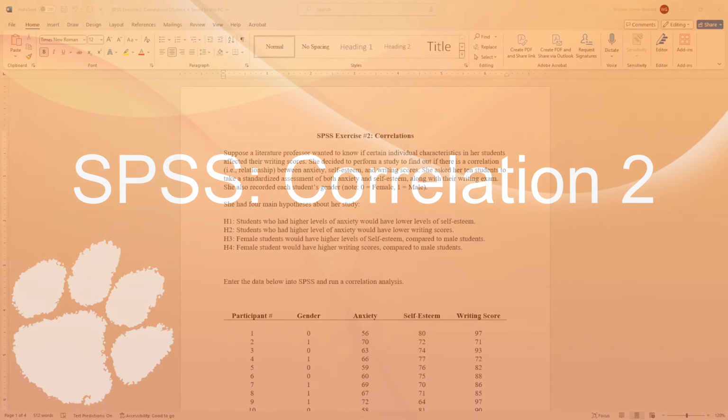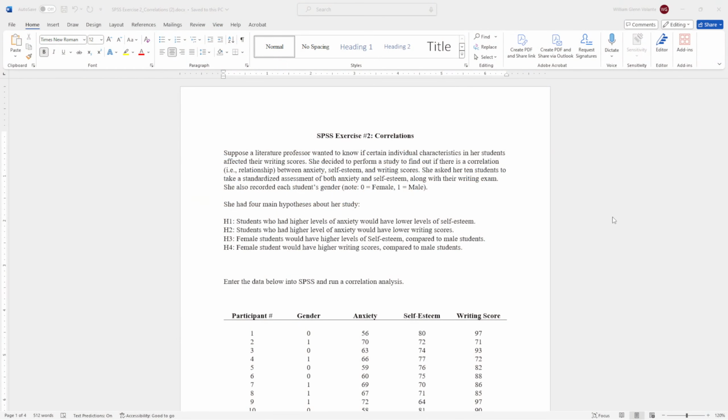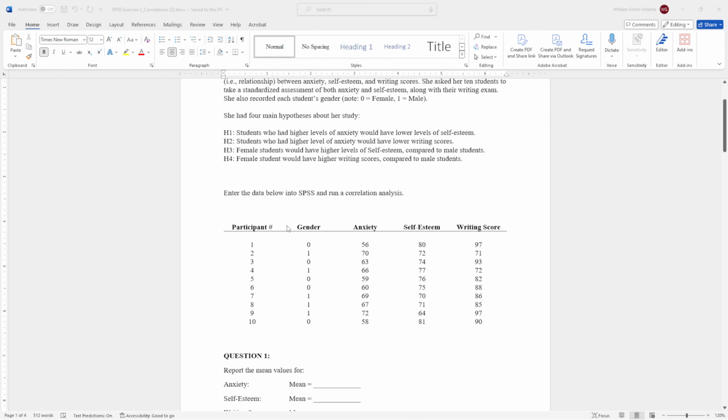All right, I'm gonna switch over. So you should see, again, this is the activity. Once you have that opened up in a blank SPSS sheet, we can go ahead and get started. All right, so starting off here, we are talking about another correlation activity, but in this case, if we take a quick look at our data, we actually have more than just two variables that we're gonna be looking at here.